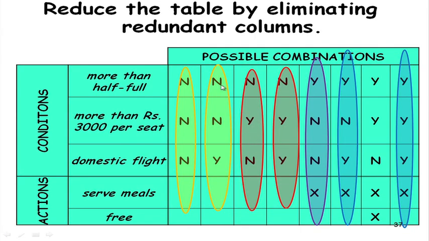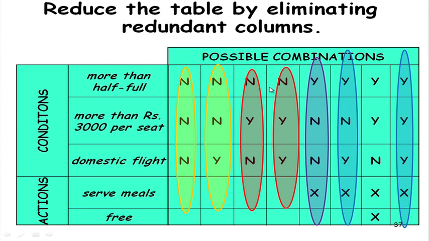So, if we apply that, we can remove the redundant test cases, we can combine these two, because these two produce the same action, and here irrespective, as long as these two are no, more than half full and more than 3000 per seat, irrespective of whether it is domestic or not, we do not serve meals, neither free nor charged meals.